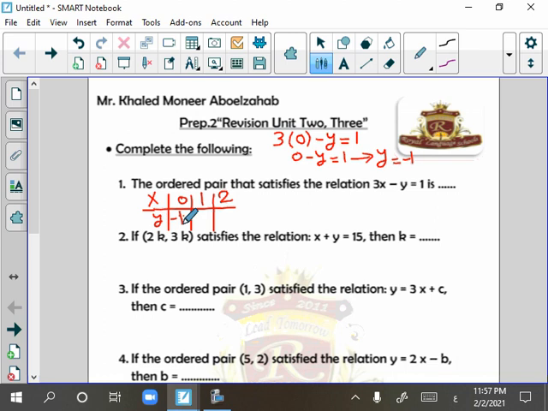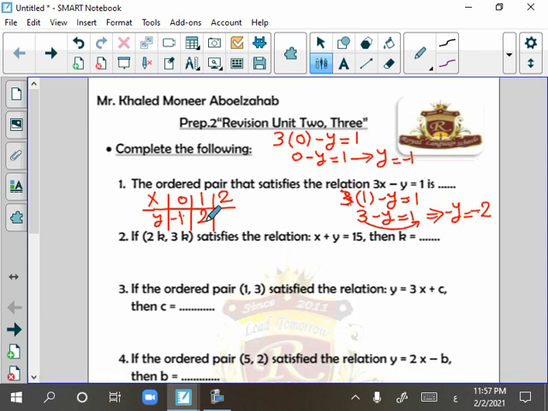Okay, when we substitute x with 1, the relation will be 3 times 1 minus y equal 1. 3 minus y equal 1. When 3 goes to the other side with a negative sign, then negative y equal 1 minus 3 equal negative 2, then y equal 2.